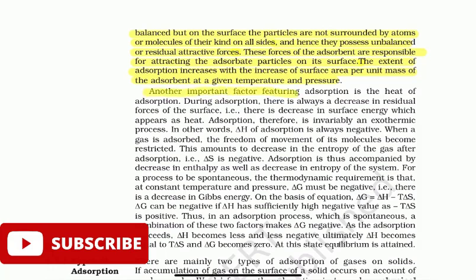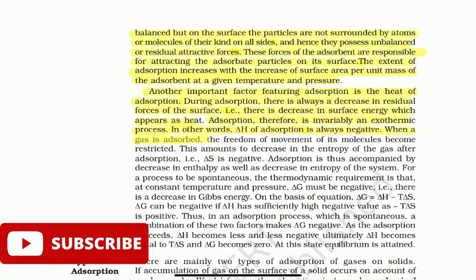Another important factor featuring adsorption is the heat of adsorption. During adsorption, there is always a decrease in residual forces of the surface, i.e., there is a decrease in surface energy, which appears as heat. Adsorption, therefore, is invariably an exothermic process. In other words, delta H of adsorption is always negative.